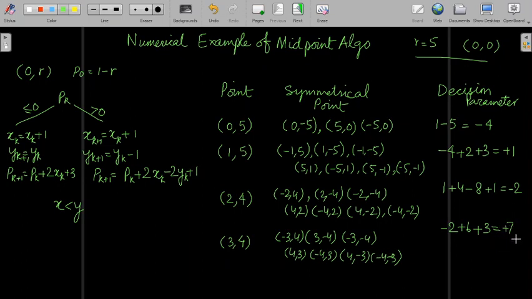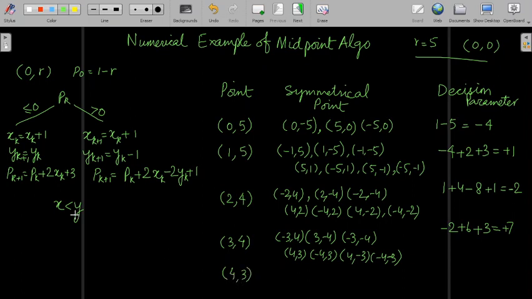So the next point to be calculated will be obtained by these equations, as this is the case where decision parameter is greater than 0. It is plus 7. So x will be incremented, y will be decremented. So when you increment x, you get 4, and when you decrement y, you get 3.